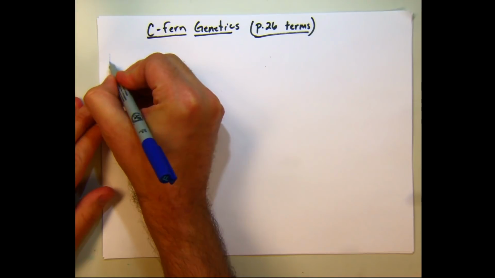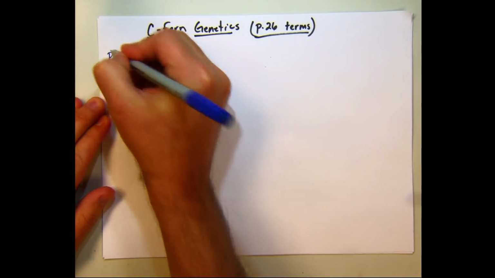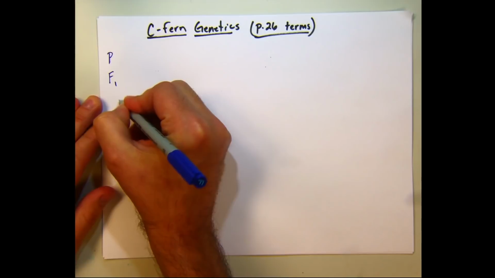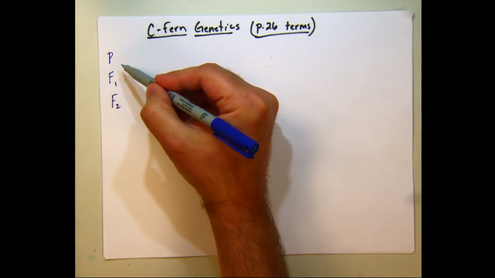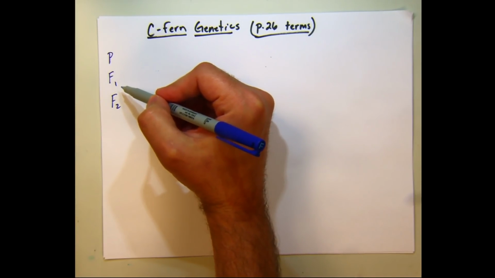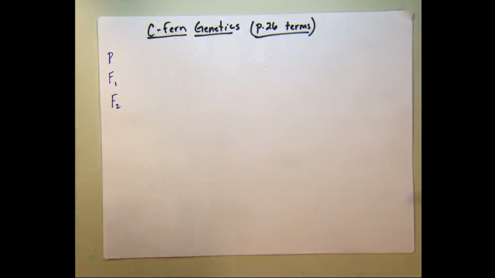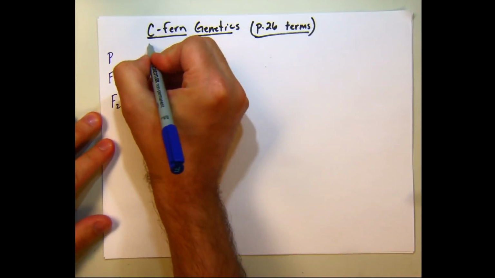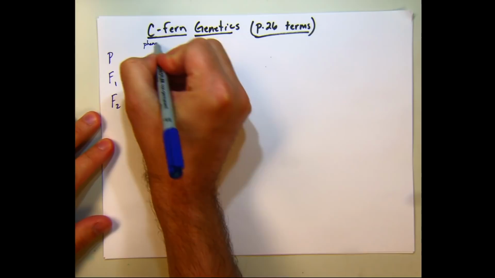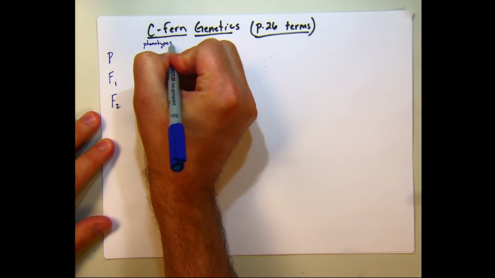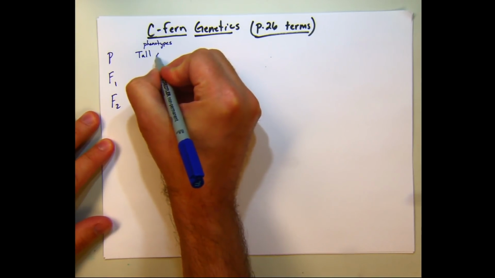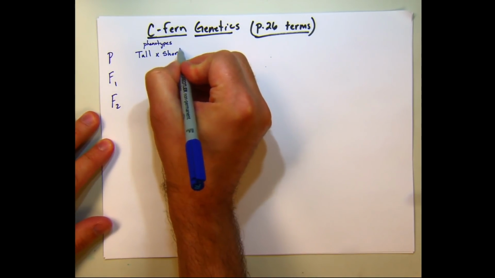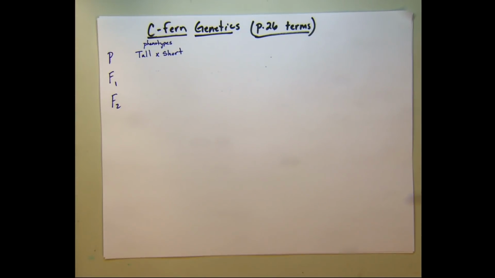First, let's discuss a few terms we're going to see: P, F1, and F2. This stands for the parental generation, sometimes pure, the first generation of offspring, and the second generation of offspring. And the phenotypes that we're going to discuss here are for height, tall and short. Before Mendel, they didn't really know about genes, but he got an idea of it.